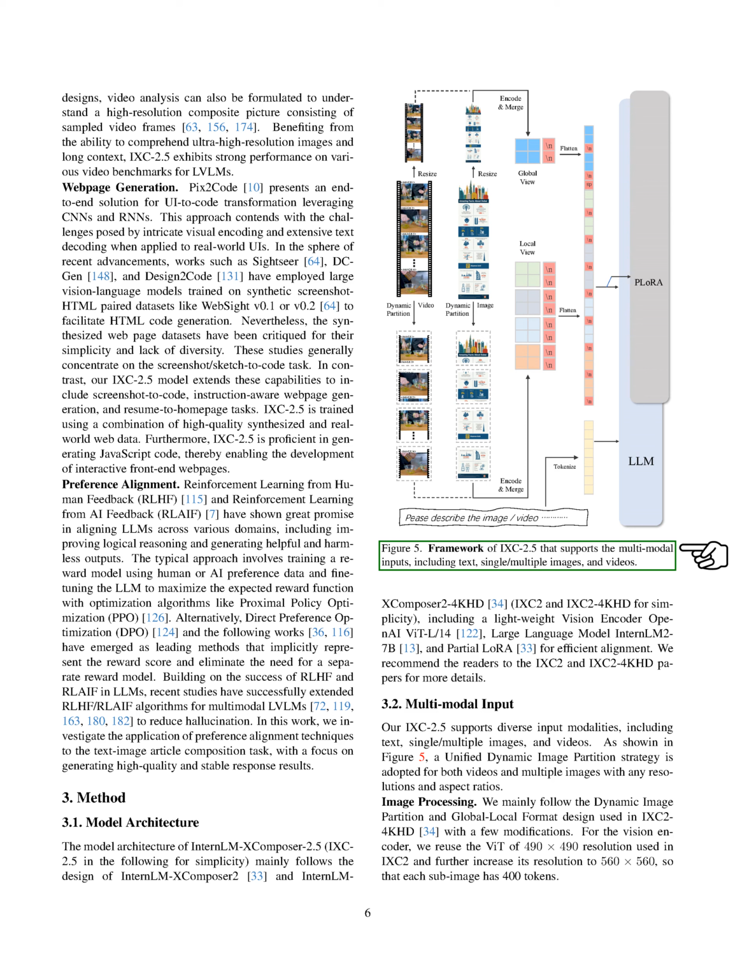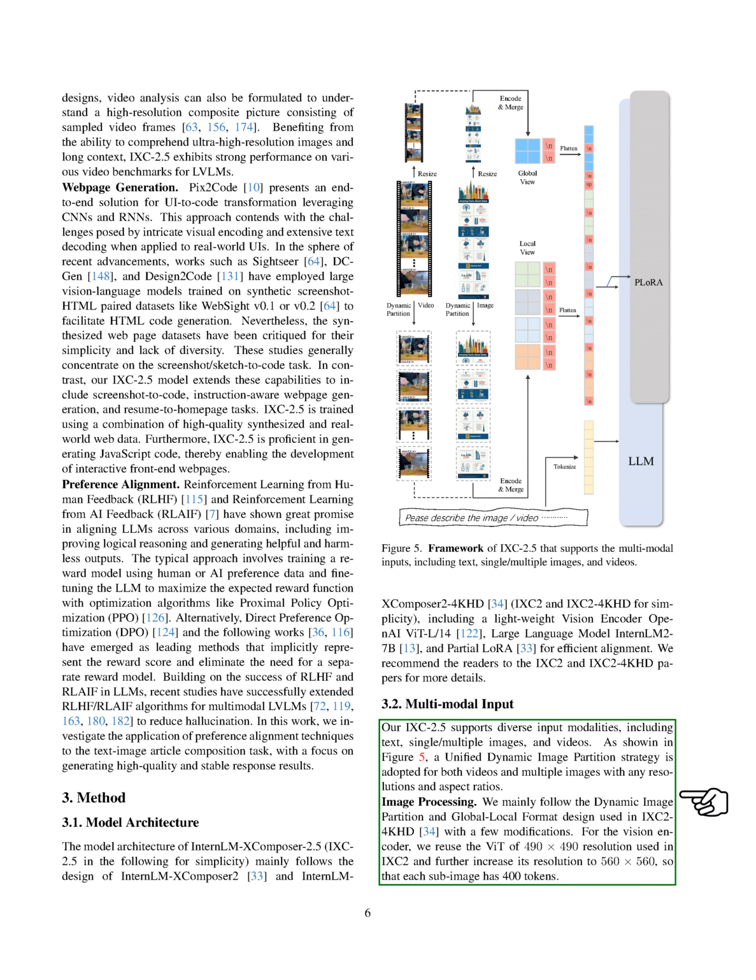Our IXC 2.5 supports various input types such as text, single and multiple images, and videos. We use a unified dynamic image partition strategy for videos and multiple images with different resolutions and aspect ratios. For image processing, we adopt the dynamic image partition and global-local format design from IXC 2.4 KHD with some adjustments. In the vision encoder, we enhance the resolution to 560 by 560 to have 400 tokens per sub-image. For high-resolution images, we use a scaled identity strategy.